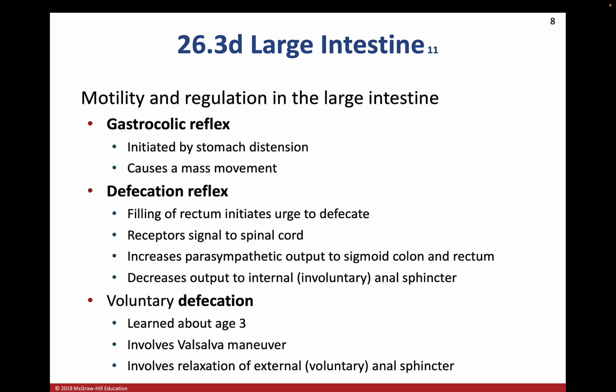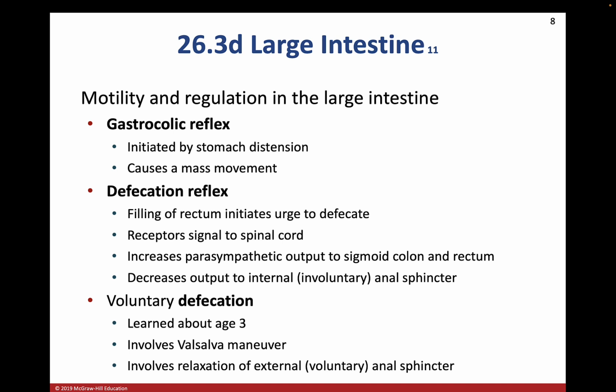Now, there is the gastrocolic reflex. This is initiated by stomach distension. Remember, we tend to see mass movements after a meal, and this is what initiates the mass movement. There is also a defecation reflex. The filling of the rectum initiates the urge to defecate. Signals are sent to the spinal cord, and there will be an increased parasympathetic output to the sigmoid colon and the rectum.